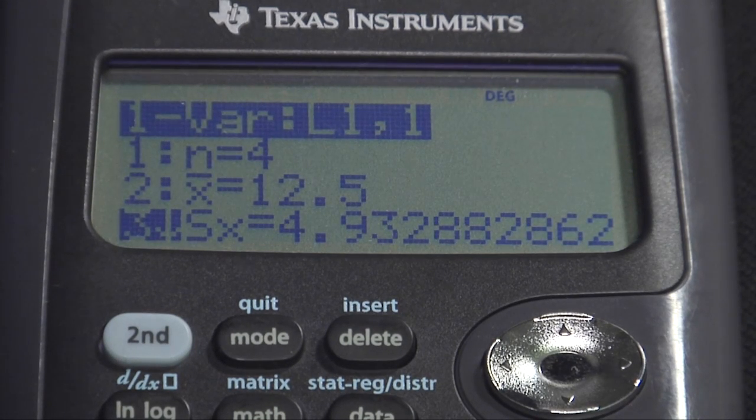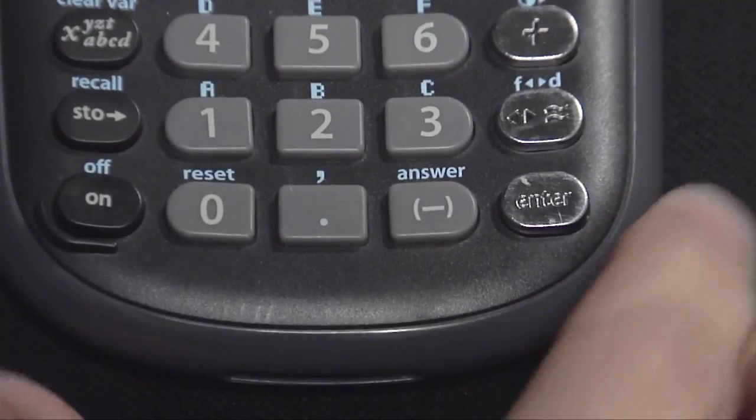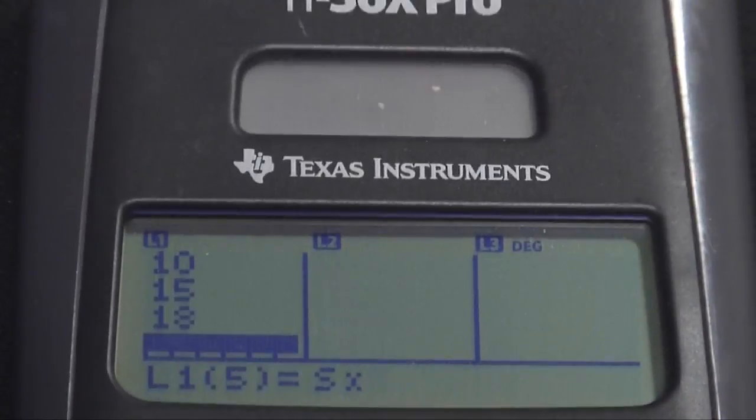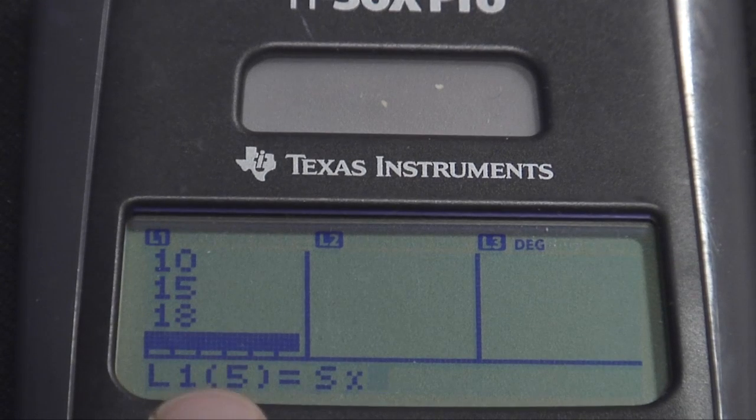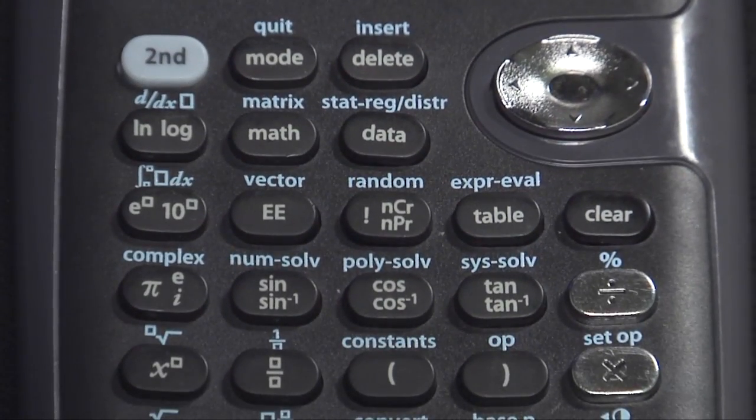This is the sample standard deviation, and remember that's assuming that my 4 numbers were from a sample and not a population. Now if I want the sample variance, the way I go ahead and do it is leave the cursor, if you want to call it that, on the 3. I hit Enter, and it ends up putting S sub X, my 5th number, which is the sample standard deviation, into my list, but that's okay because I'll resolve that in a minute.